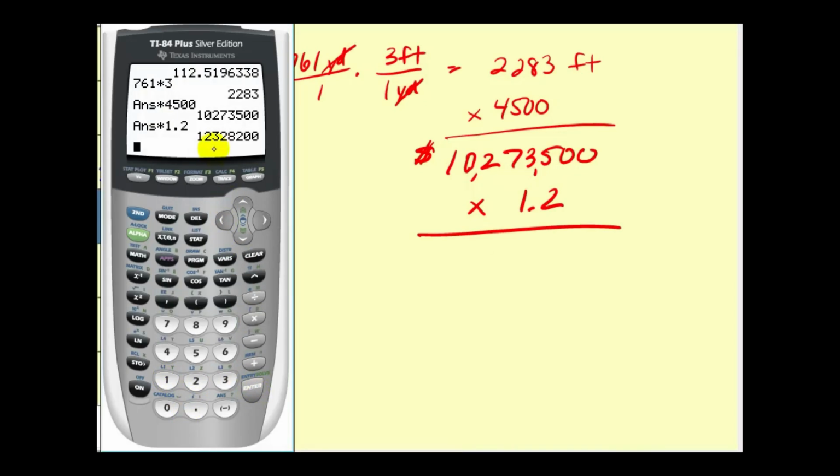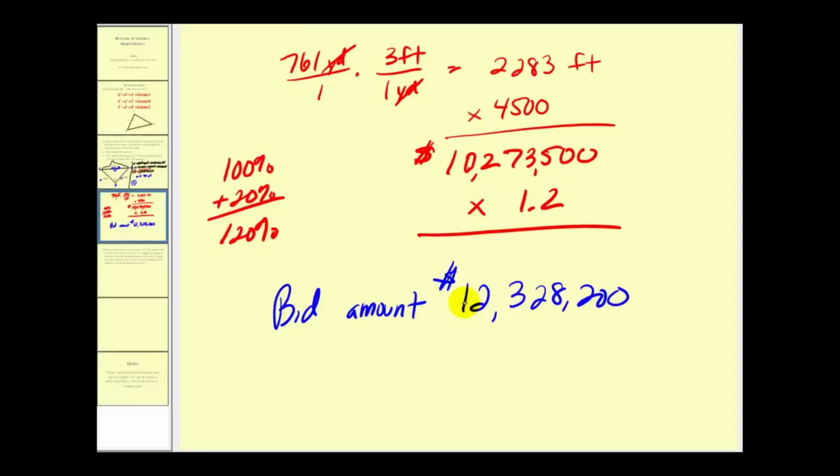So it looks like we'll have $12,328,200. Remember, to find the percent of a number, you just convert to a decimal and multiply. Okay, we have time for one more application problem.